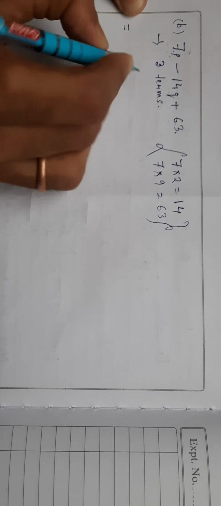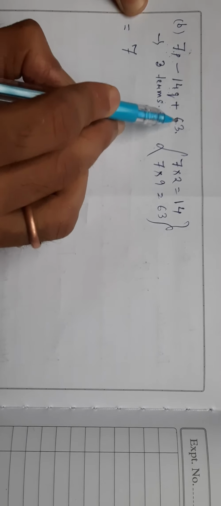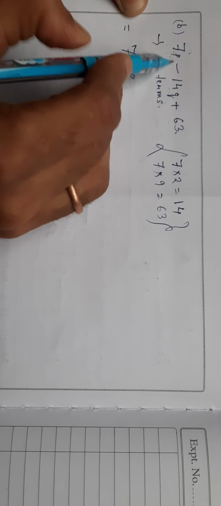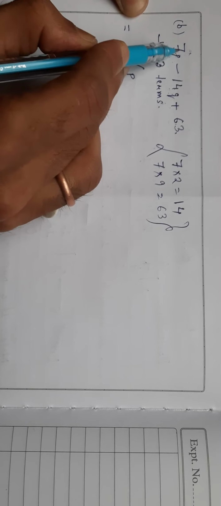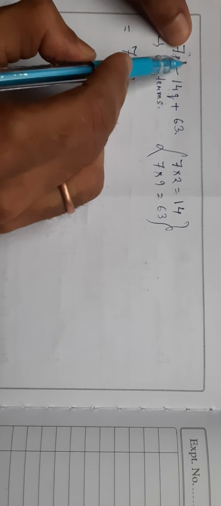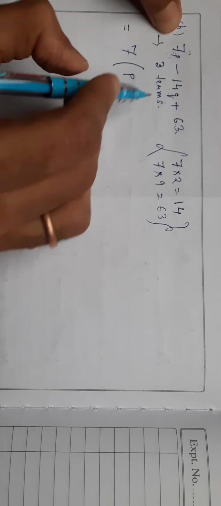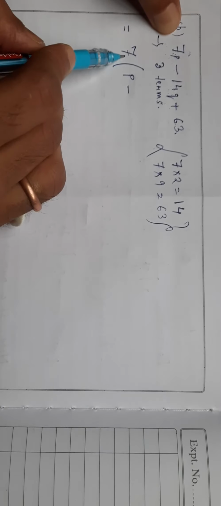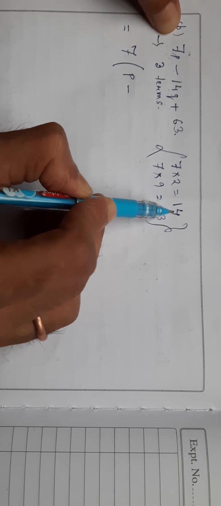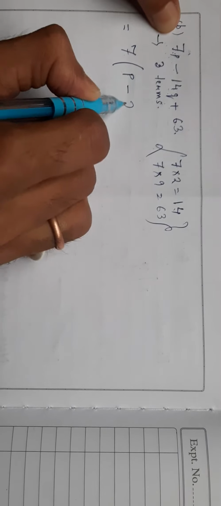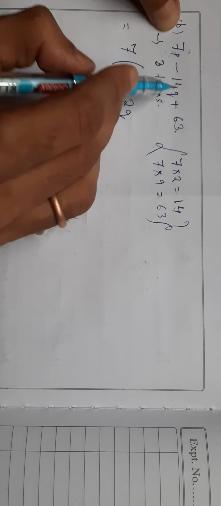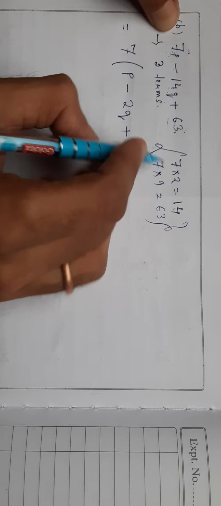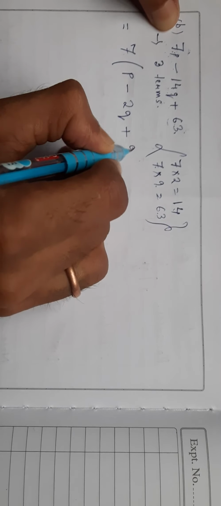So I can take 7 common from all the 3 terms. When I take 7 common, my first term would be only p, since 7 I have already taken, so here remains only p. The 7s cancel each other: 7 into p, 7p. Then the minus sign. Next you can see here it is 14q, and 7 I have already taken common, and we know 7 into 2 is 14, so we'll write 2 and then q. So the second term is also done. Next plus. In the third term we have got 63. So 7 into 9, 63, so that 9.